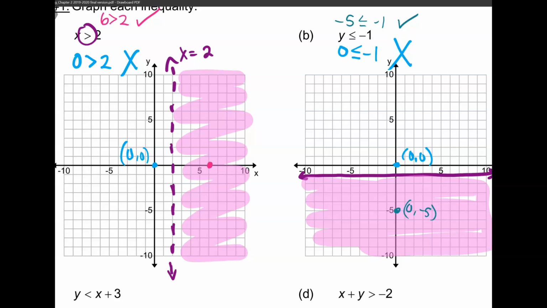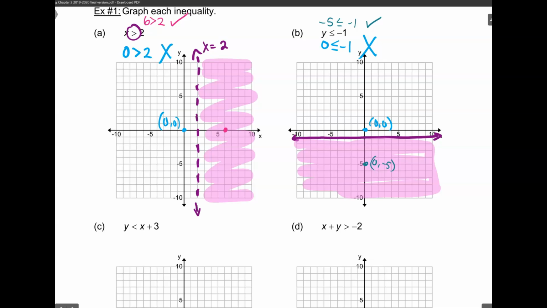Perfecto. Okay, so literally this lesson is: graph the line. Pick a point. Is it true? Shade that side if true. Is it not true? Shade the other side. Okay, and we're just going to practice for the next 15 minutes. You can do it. Let's try the next one.